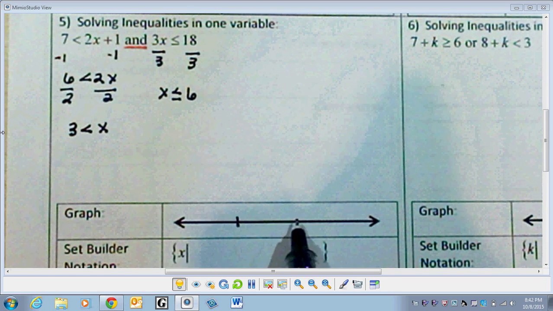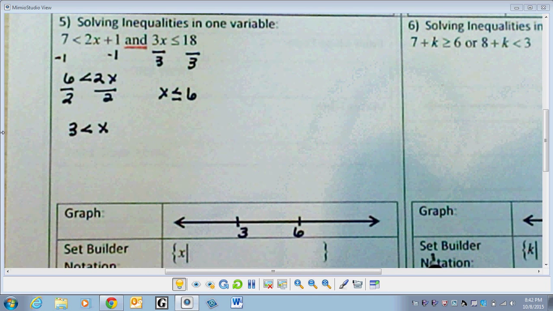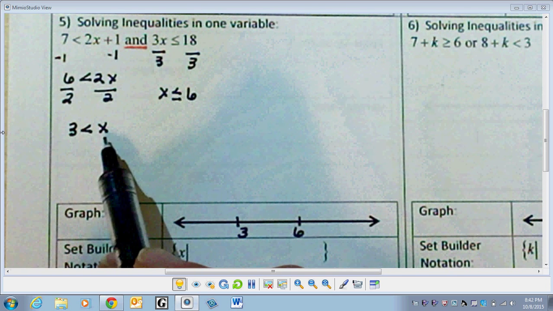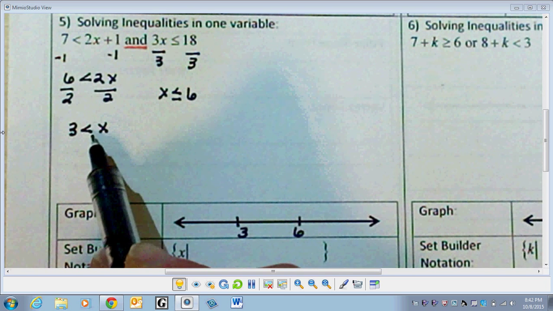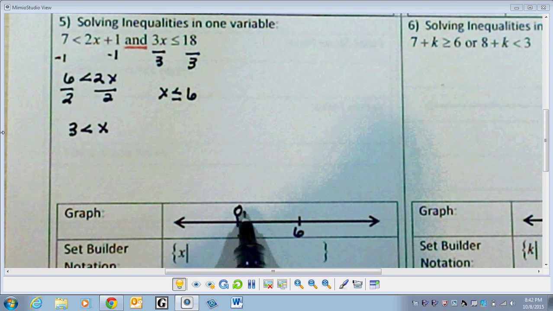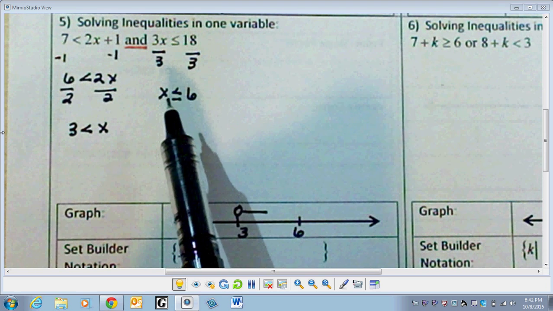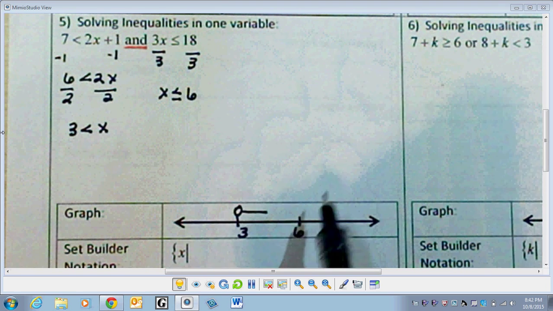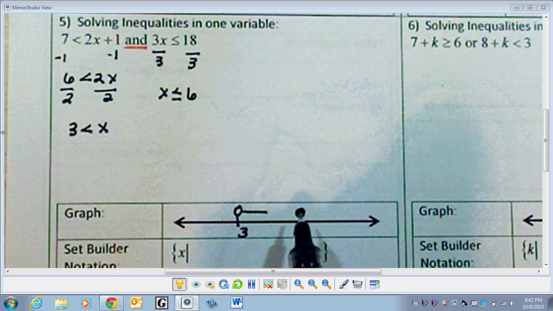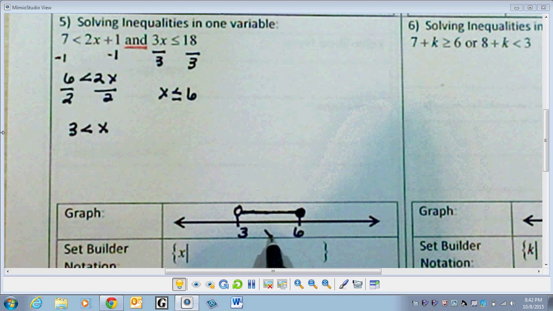So number line order, 3 is smaller than 6, so we have to put 3 on the left and 6 on the right. So when I read this from the x, x is greater than 3. Well, x is greater than 3 does not include 3, and it's greater going to the right. This is x is less than or equal to 6. It includes 6, so I color it in, and that is going to the left. So here's my x in the middle.